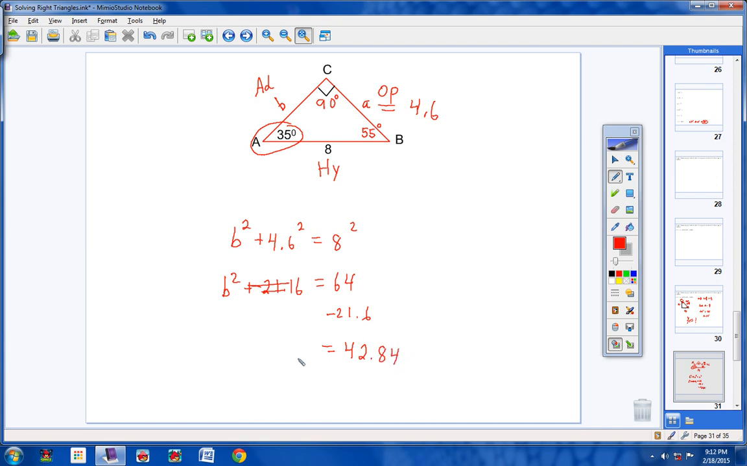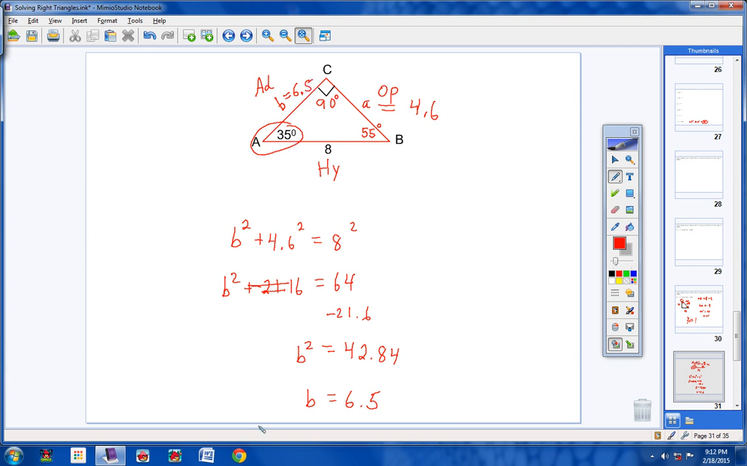And that's what B squared equals. Now take the square root of both sides. The square root of B squared is B, and the square root of 42.84 would be 6.545227269. So 6.5 sounds acceptable. So B is 6.5. There we go, students. Okay?